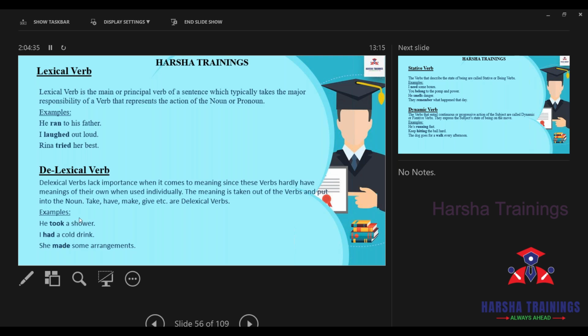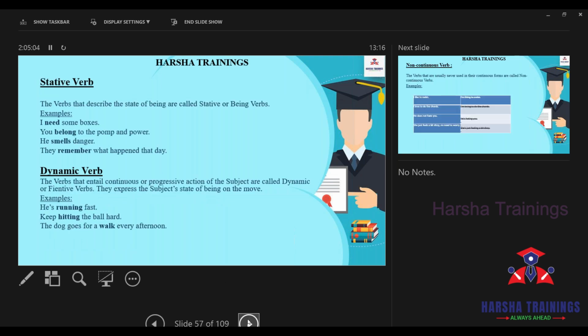For example, you say he took a shower. The meaning is taken out of the verb and put into the noun. Take, have, make, give, etc. are all delexical verbs. I had a cold drink. She made some arrangements. Even without made, some arrangements makes some sense. So these are called delexical verbs.